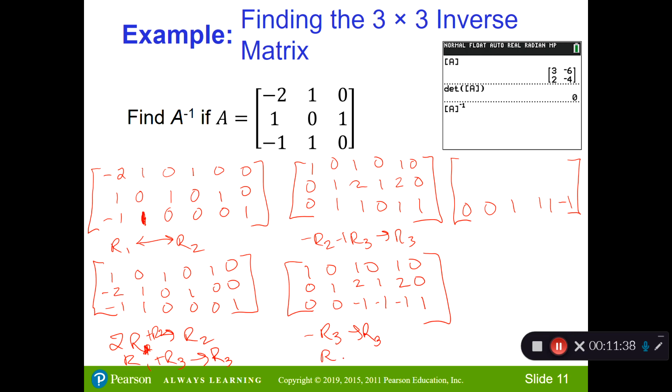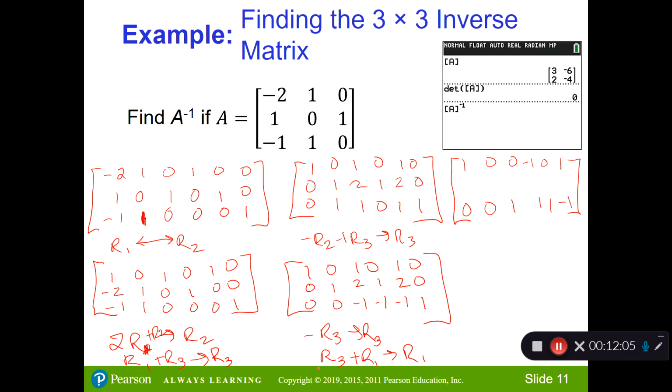Now, before I do that, notice I need a 0 here, so I can also add this row 3 with the negative sign on it to that row 1 and put it back where row 1 is. So I'd have 0 plus 1 is 1, 0 plus 0 is 0, negative 1 added to 1 is 0, negative 1 added to 0 is negative 1, negative 1 added to 1 is 0, and 1 added to 0 is 1. I can also multiply this by 2.